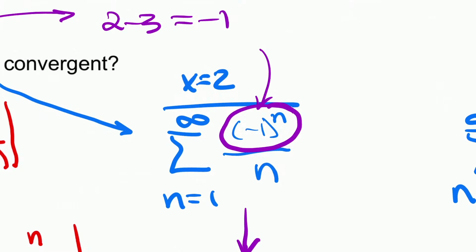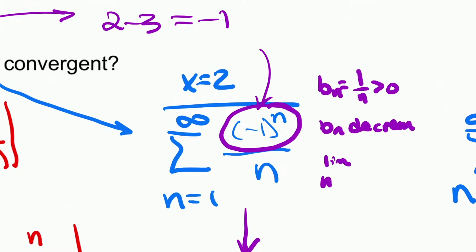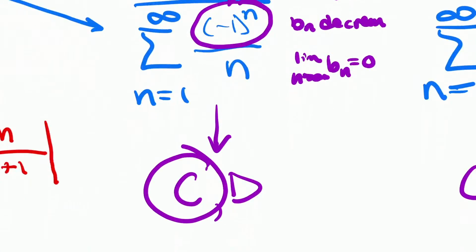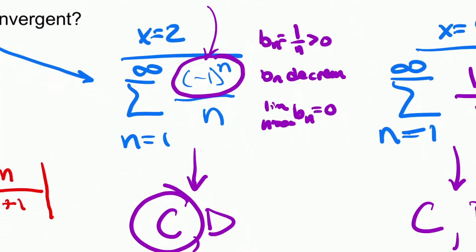So let's see. Ethan, do you remember the alternating series test? The alternating series test says, let's ignore the negative 1 part and ask, do the terms go to 0? Do the terms go to 0? 1 over n. Does that get smaller? It does, and it does go to 0. So remember the alternating series test. b sub n is greater than 0, and b sub n is decreasing, and the limit as n approaches infinity is 0. I was trying to avoid having to write all this stuff. And so this one actually does converge. Very good. So when x equals 2, that thing converges.